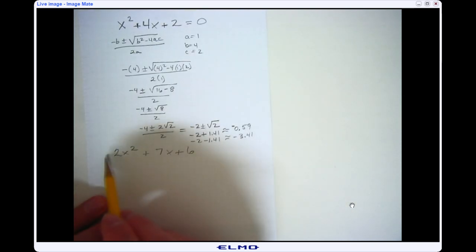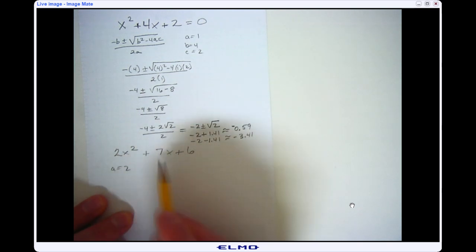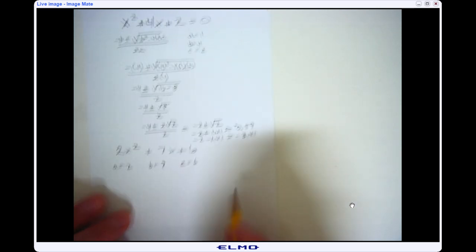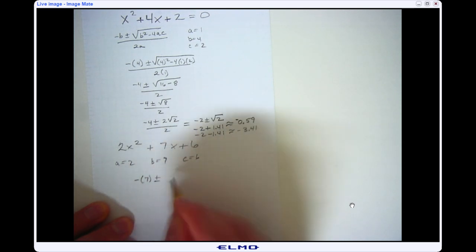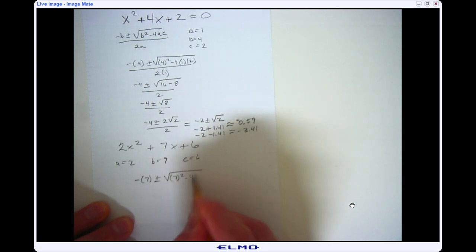My second example is, again, I have an a value of 2, a b value of 7, and a c value of 6. So if I do the opposite of b, so the opposite of 7, plus or minus the square root of b squared, which would be 7 squared, minus 4 times a times c, all over 2a.